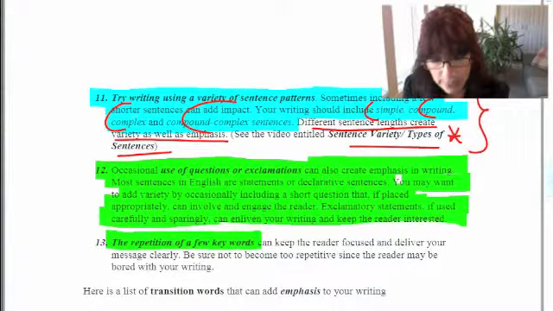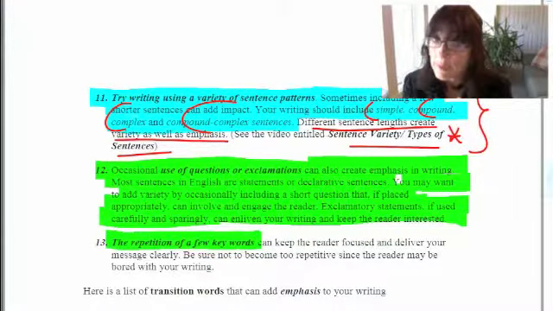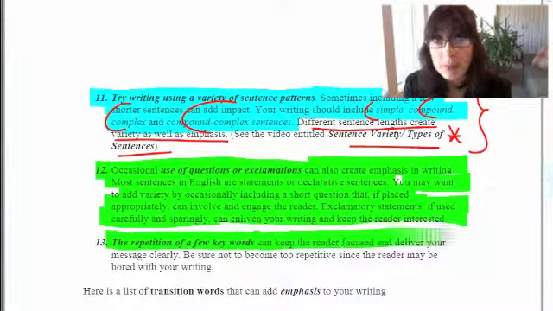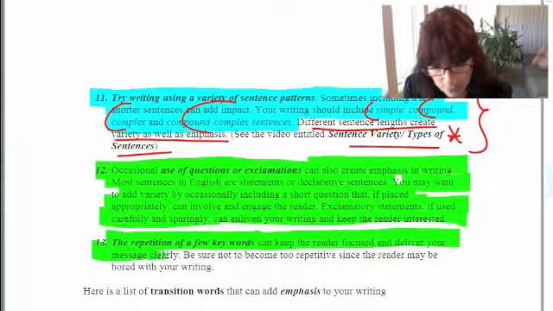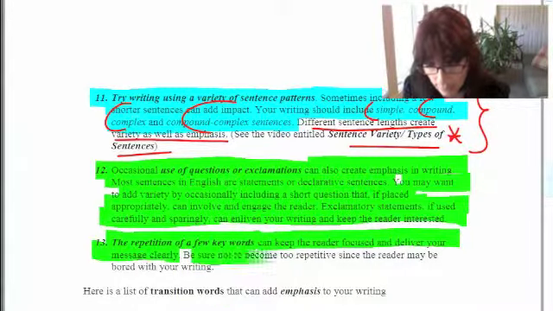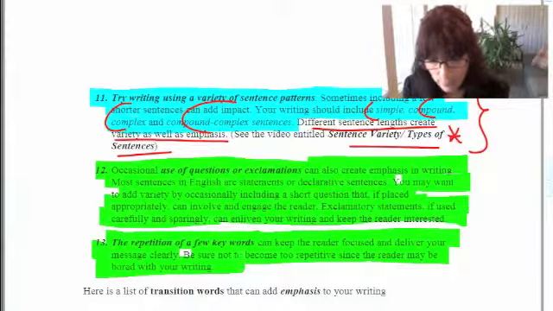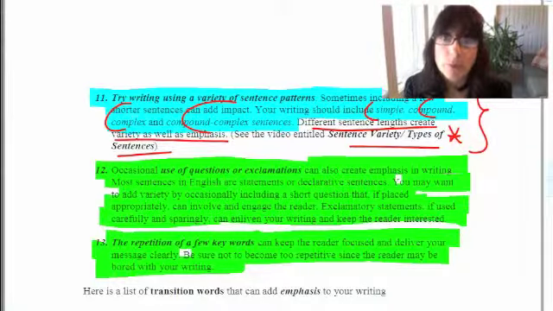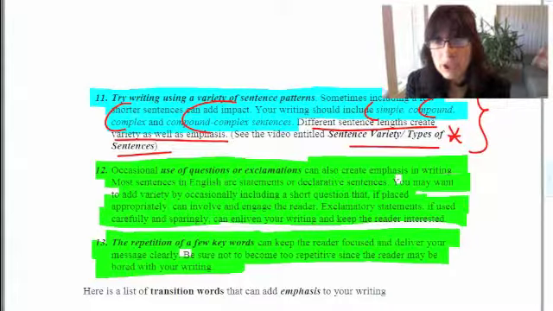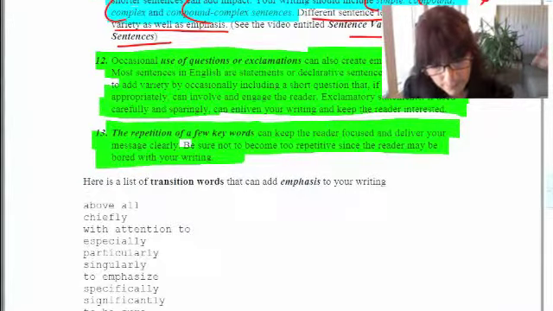But it's a good idea to have a repetition of a word here and there in your paragraph to keep the focus. It keeps your reader focused and it will deliver your message clearly. But again, make sure you don't become too repetitive and use the same word over and over again, because you don't want your reader to be bored with your writing. So there's a fine line there of using a little bit of repetition but not too much, so at least your reader's focused, and also use your thesaurus so you can use a word that's similar in meaning.